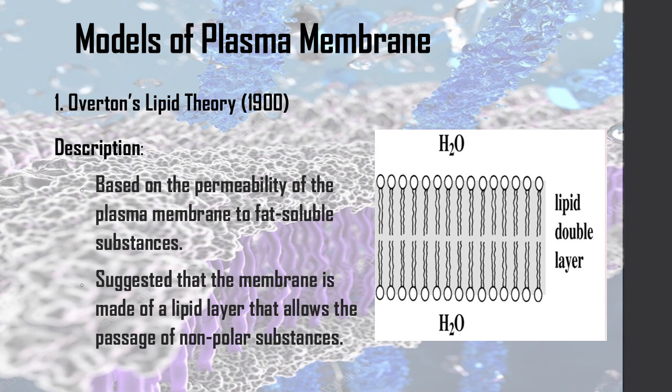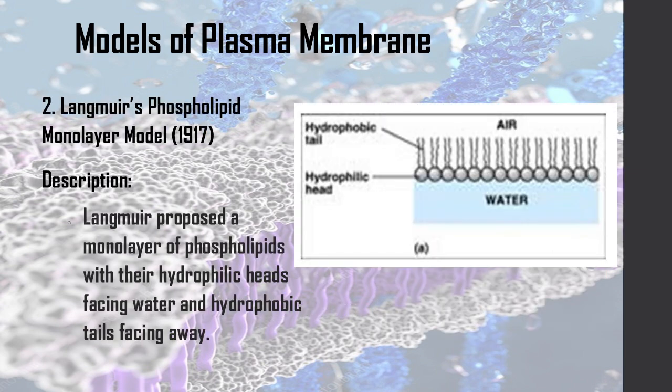Models of plasma membrane. 1. Overton's lipid theory, 1900. Description, based on the permeability of the plasma membrane to fat-soluble substances, suggested that the membrane is made of a lipid layer that allows the passage of nonpolar substances. 2. Langmuir's phospholipid monolayer model, 1917. Description, Langmuir proposed a monolayer of phospholipids with their hydrophilic heads facing water and hydrophobic tails facing away.